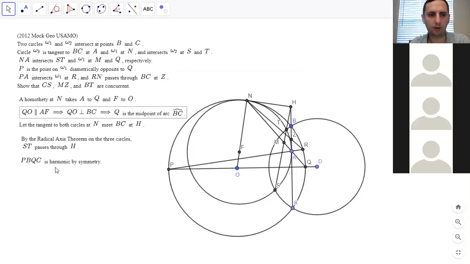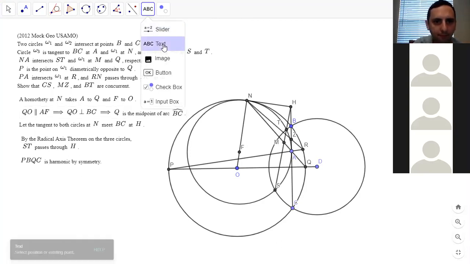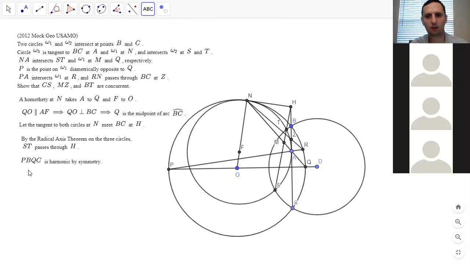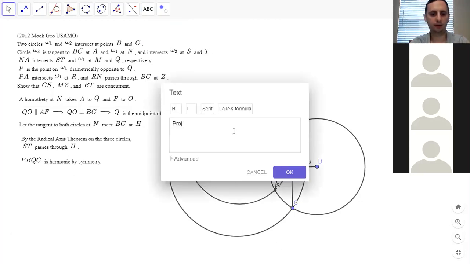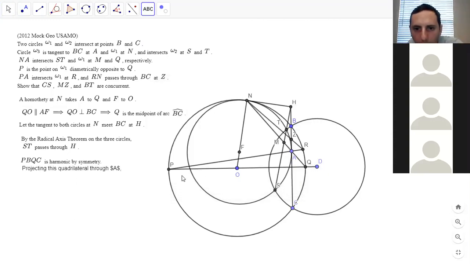And then, okay, so now we have PQBC is harmonic by symmetry. Projecting through A, you can project through any point, whether or not it's on the circle, right? So projecting this quadrilateral through A, we find that NBRC is harmonic.